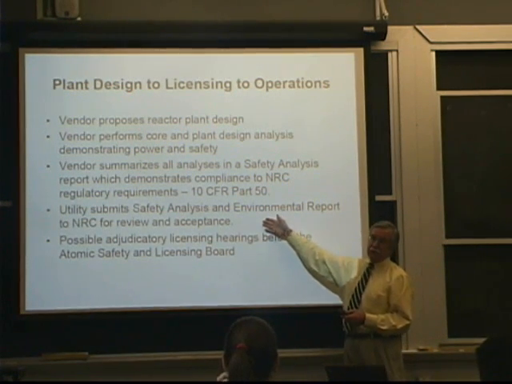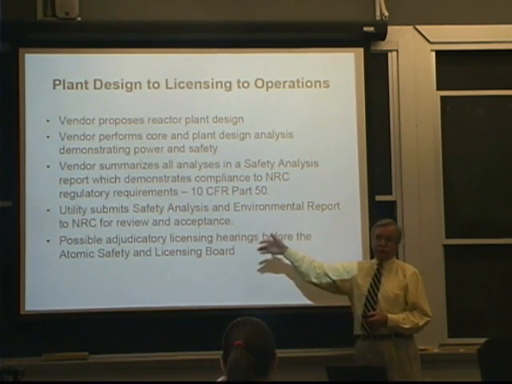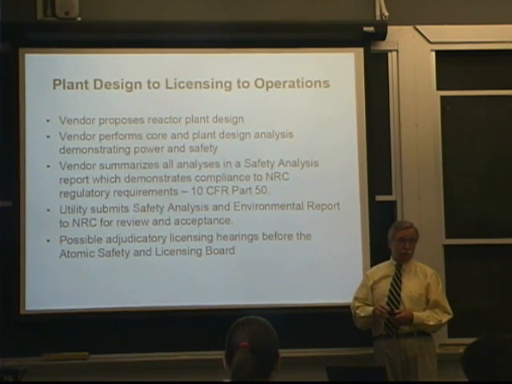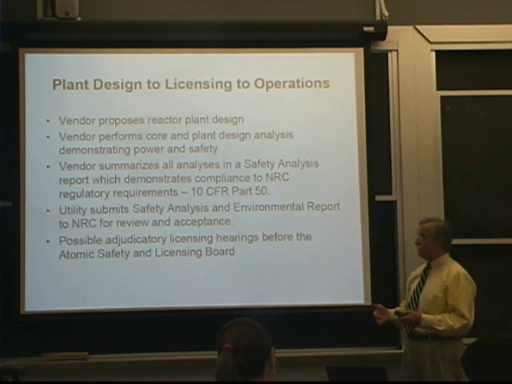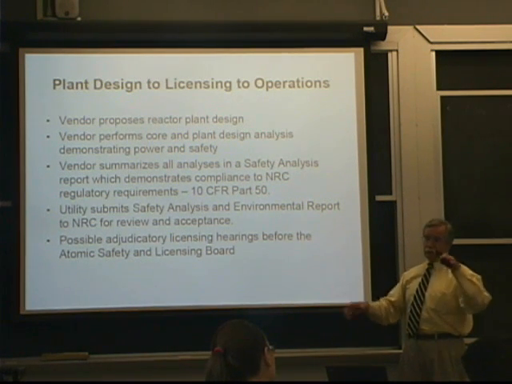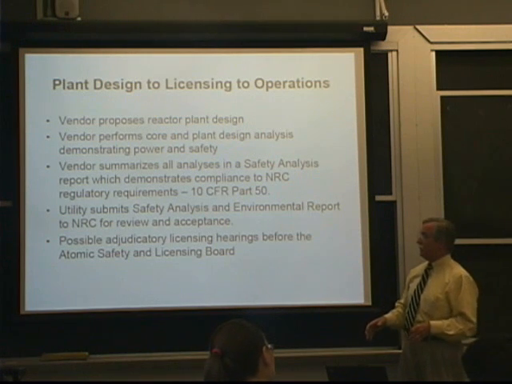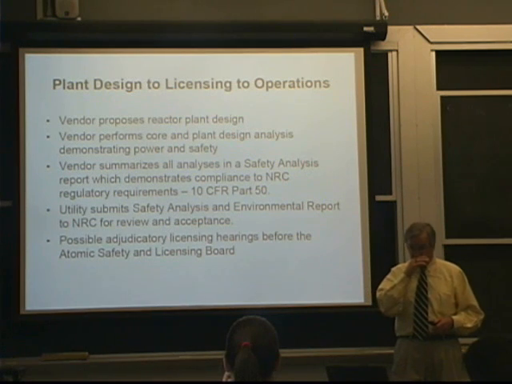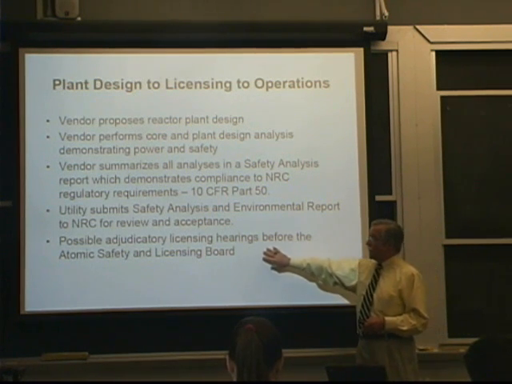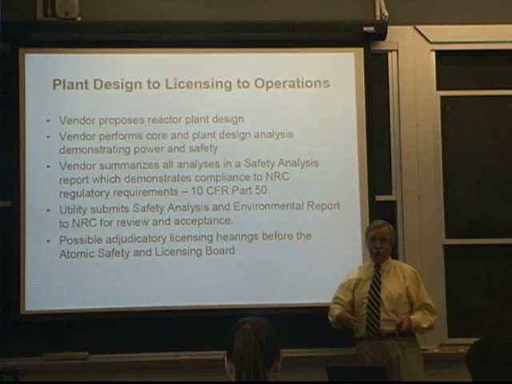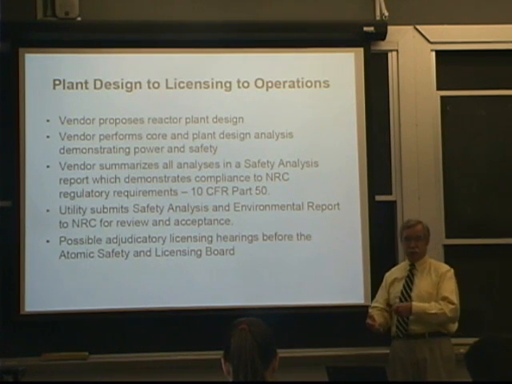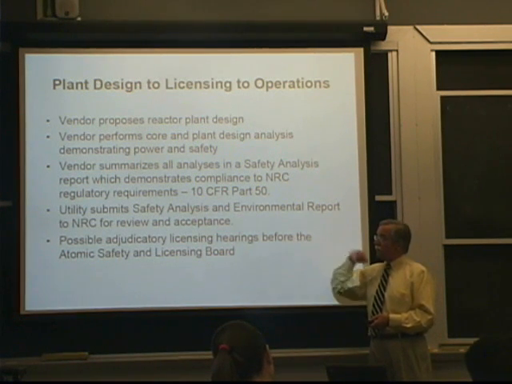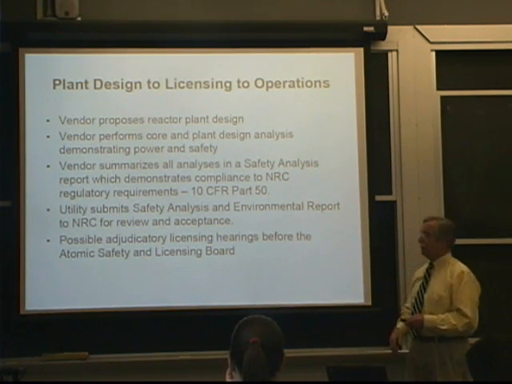Then once the NRC is happy, there's a possibility of licensing hearings. These are adjudicatory. It's like in a court of law before three judges. One's a legal person, usually the chairman, and you have one nuclear engineer and one environmental engineer. They act as judges in an Atomic Safety and Licensing Board, where they determine whether the interveners or the opponents of the plant have any legitimate reasons for not granting the license. And once that is all done, you are able to get an operating license.